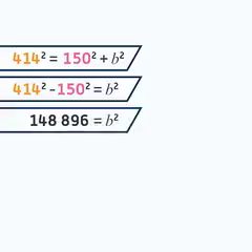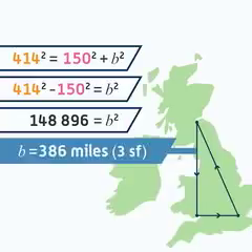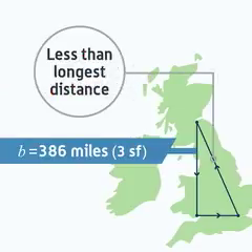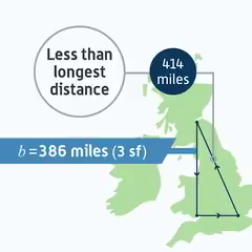Work this out, being careful of the minus and the squares, and you get 148,896 equals b squared. This means the value of b, or the distance from Edinburgh to Cardiff, is 386 miles, correct to 3 significant figures. A good checking point is the fact that this value is less than the longest distance, which is 414 miles.